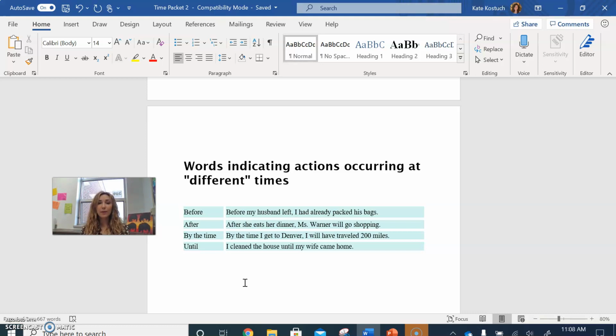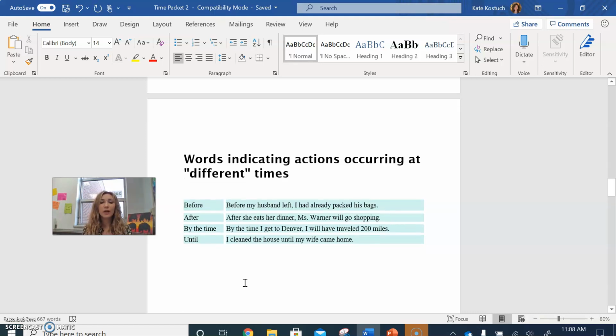By the time. By the time I get to Denver, I will have traveled 200 miles. By the time is basically saying once one event ends, this second event will have occurred. By the time I get home, the movie will have already started. So two different events are happening at the same time.